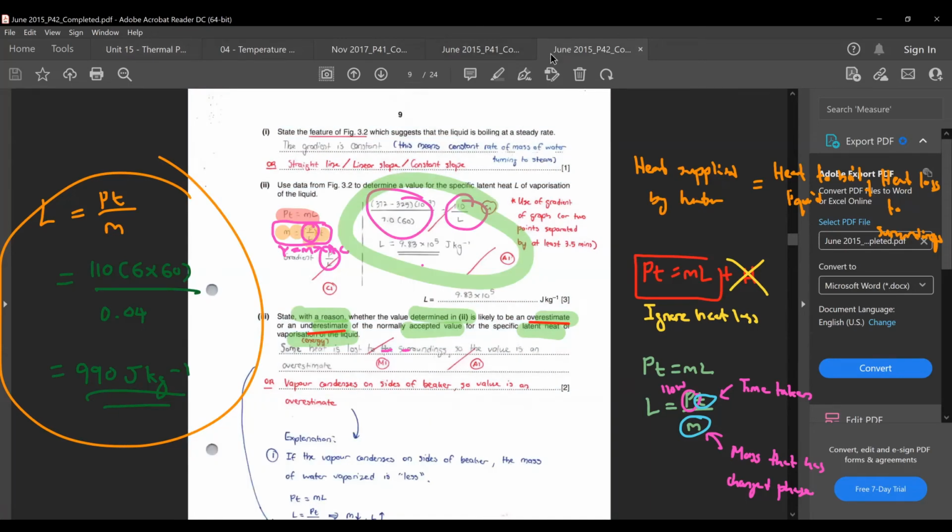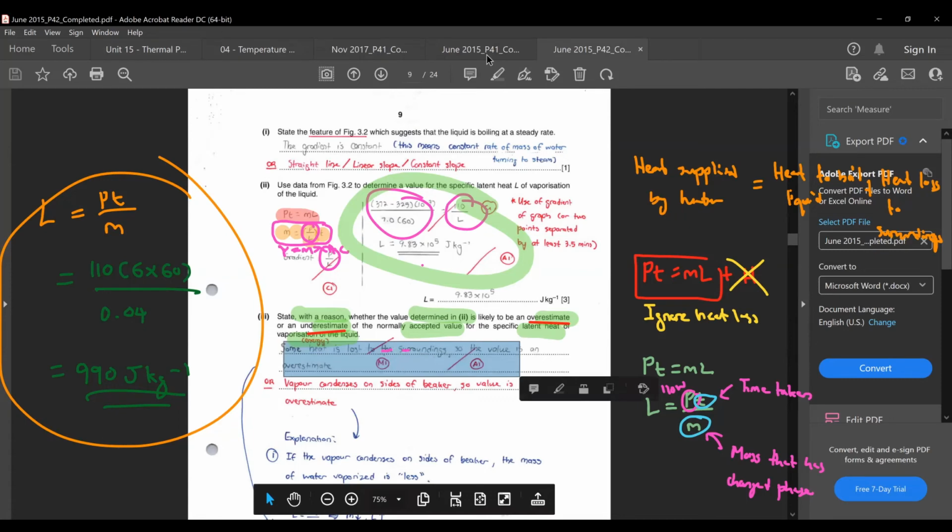The value will be an overestimate. Heat is lost to the surroundings, so the value will be an overestimate.